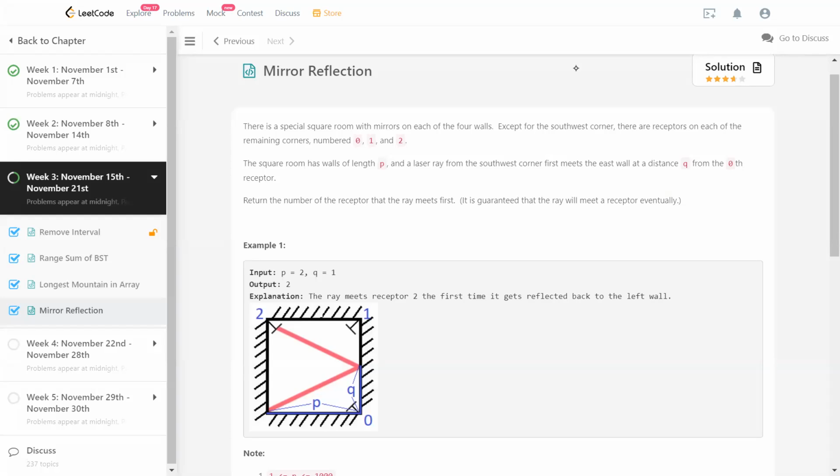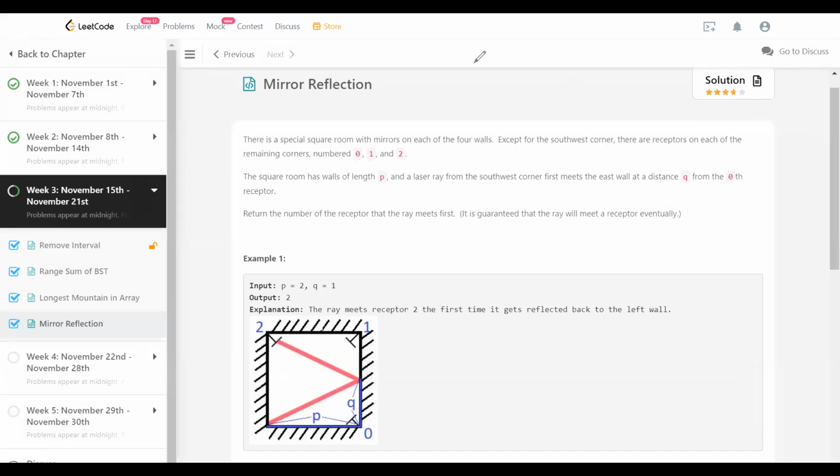The problem definition is we have a square room with mirrors on all the four sides, and the length of a side is p, which is given here, and all of them have mirrors in all the corners, but three corners labeled as 0, 1, and 2 have some kind of receptors. Receptor means it's going to figure out when it receives a laser, right? And one of the corners is the southwest corner, which let's label as 3.